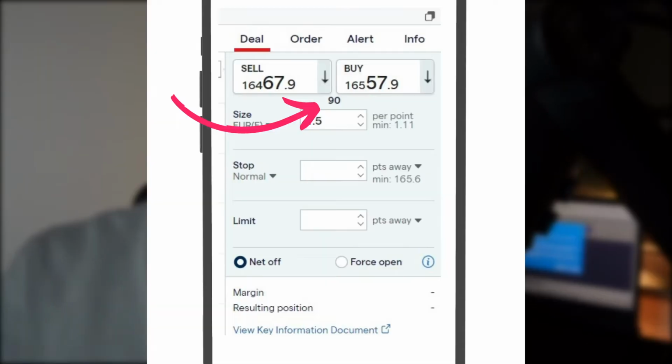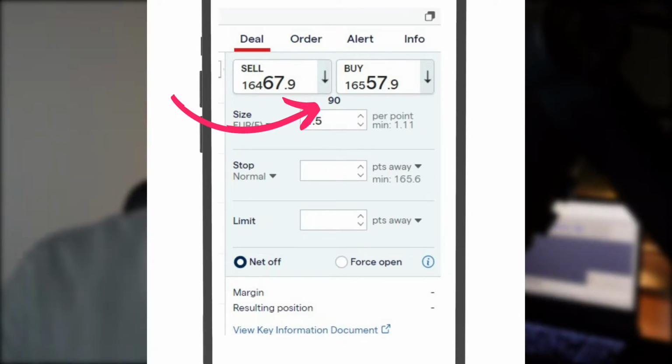When you go to place a spread bet, the first thing you're going to need to understand is the spread itself. In this case, the spread on Bitcoin, the difference between what you can buy it at and what you can sell it at, is 90 euros. Or 90 points, as we will call it from now on. €1 in this case will equal 1 point.